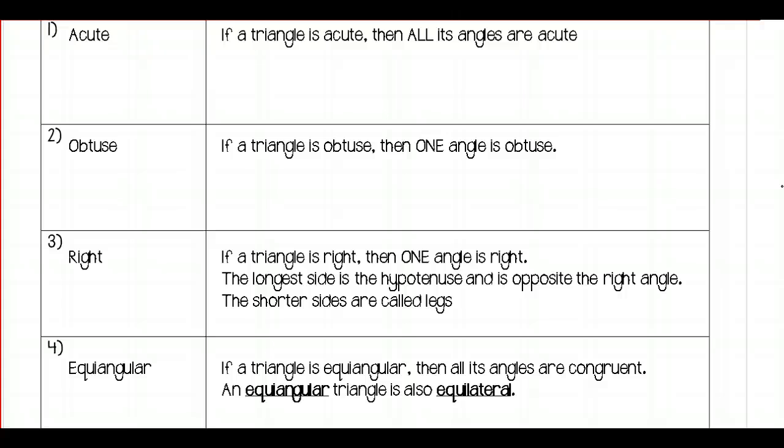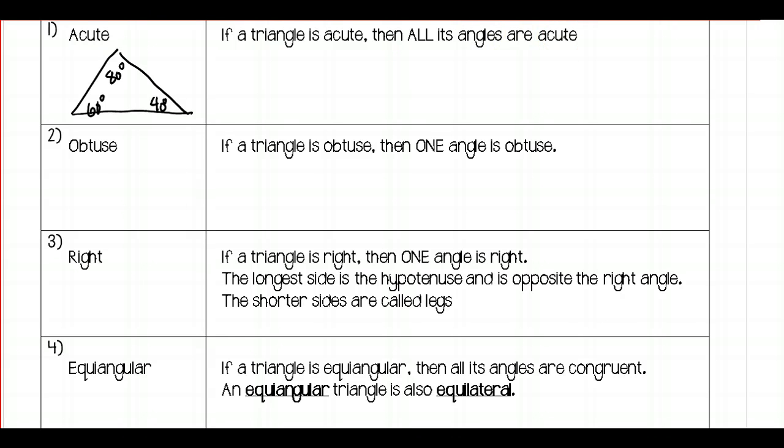All right, so our first triangle is an acute triangle. So incidentally, if it's acute, all its angles are acute. So for example, this could be 60 degrees, this could be 80 degrees, this could be 40 degrees. Okay, all the angles are acute. This one happens to be a scalene acute. If all the angles are different, all the sides are going to be different. But all its angles are acute.